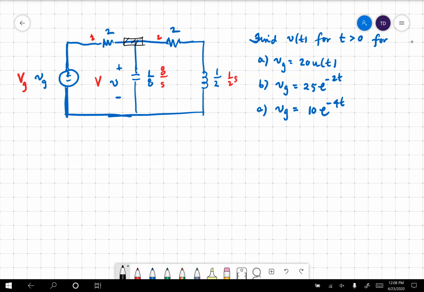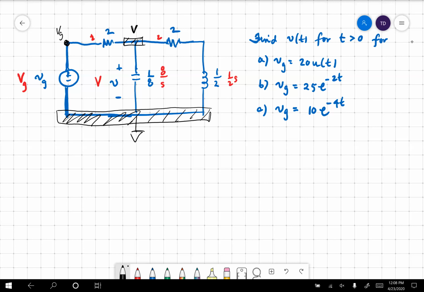So I'm going to choose that as a node. I'm going to choose that as a node. I'm going to choose that as my reference node. If I choose that as my reference node, this node is V. This point right here is at Vg, and we're ready to do nodal analysis.